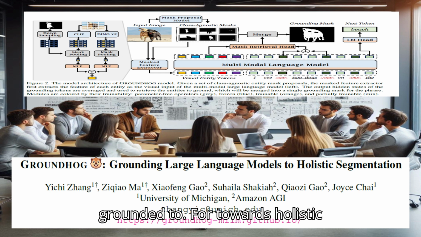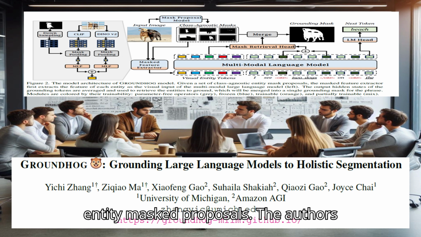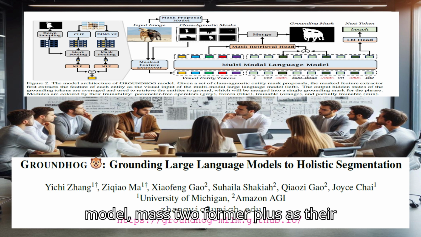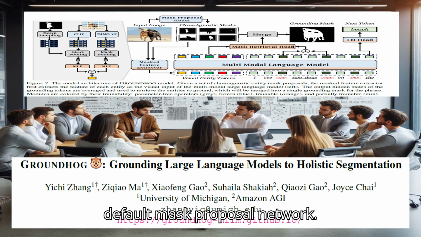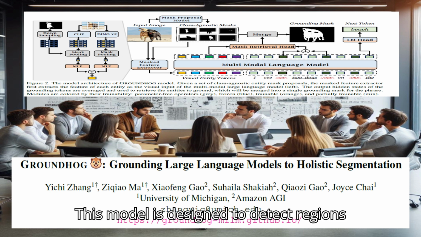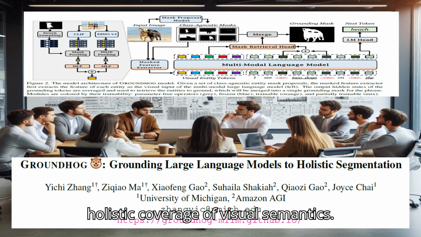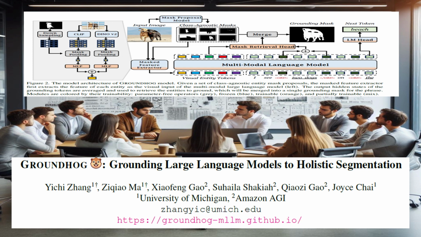4. Towards holistic entity mask proposals. The authors propose an enhanced Mask2Former model, Mask2Former Plus, as their default mask proposal network. This model is designed to detect regions at multiple granularities, leading to a holistic coverage of visual semantics.